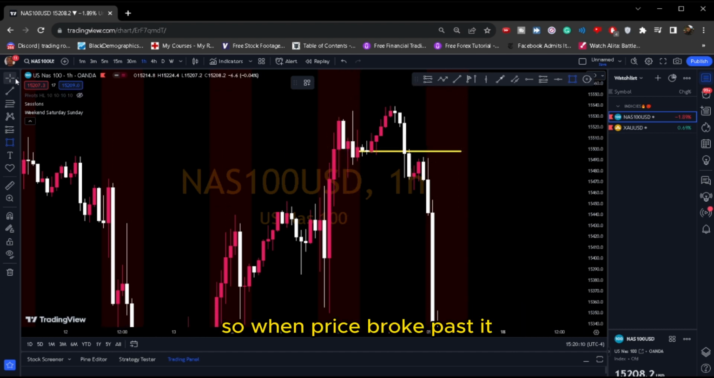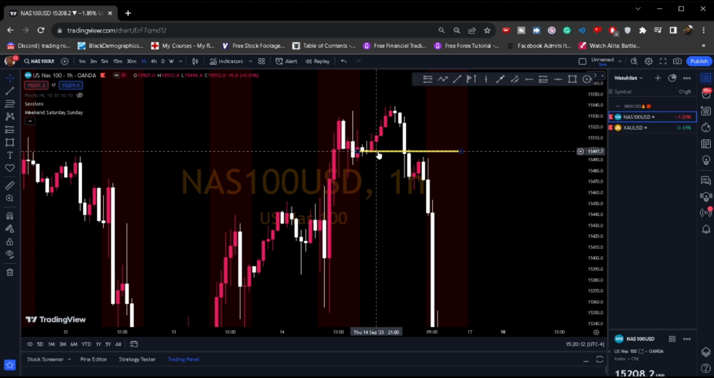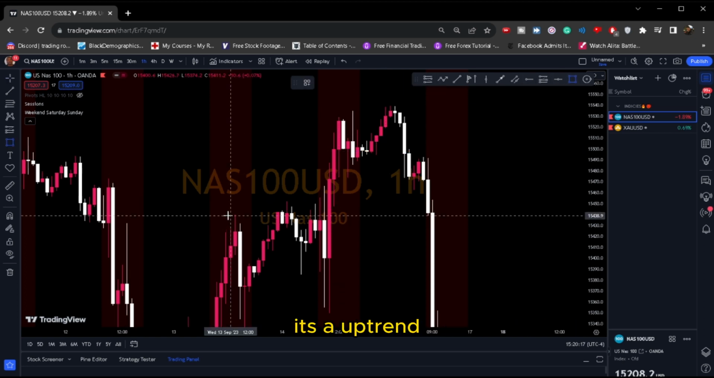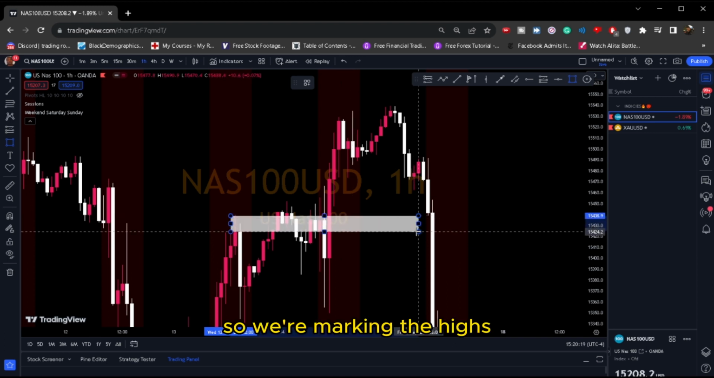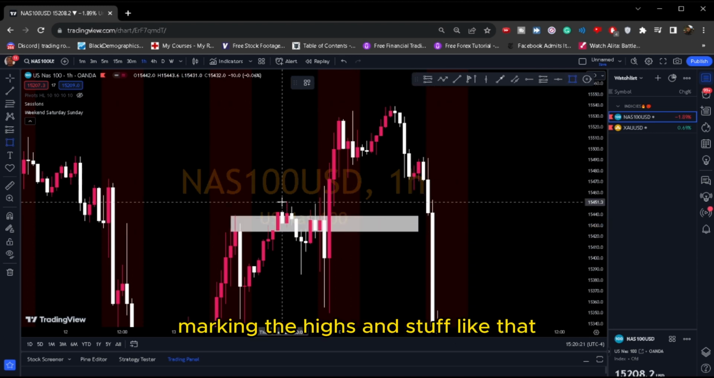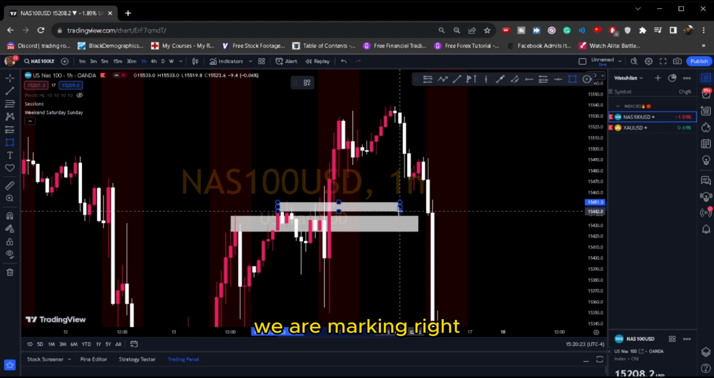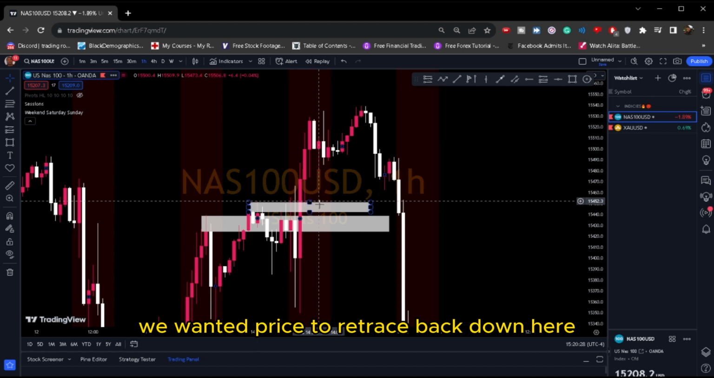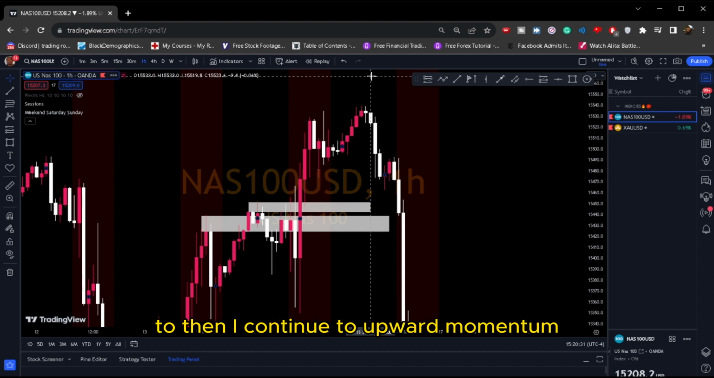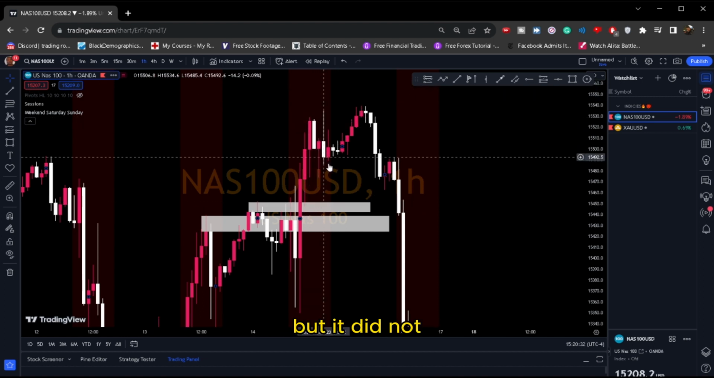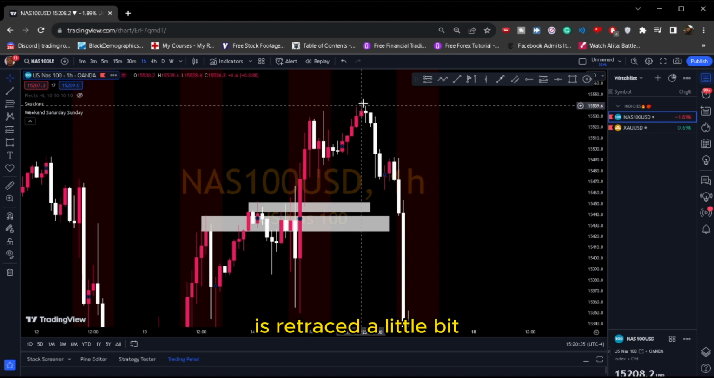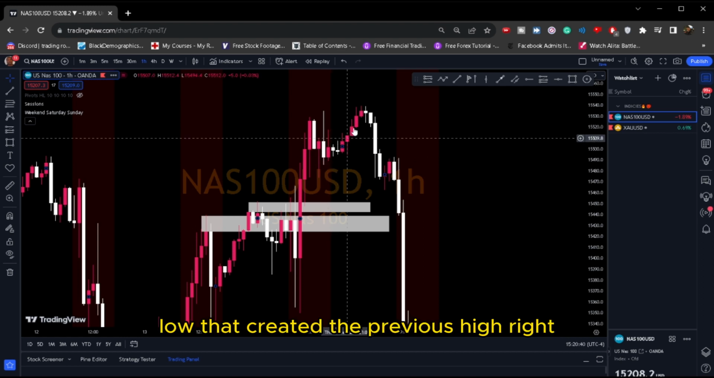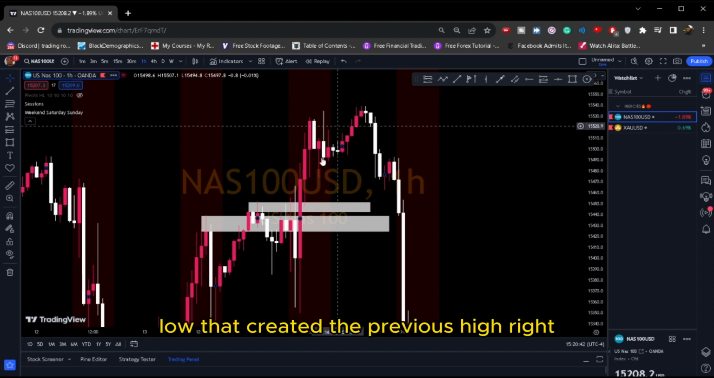So when price broke past it, remember guys, we are marking our highs in the sense that it's an uptrend. So it was uptrending. So we're marking the highs and stuff like that, like this. These are the highs we are marking, right? And then all of a sudden, it created this high. We wanted price to retrace back down here to then continue the upward momentum, which is an uptrend, but it did not. It retraced a little bit, went back, created another high, and then broke past the previous low that created the previous high, right?